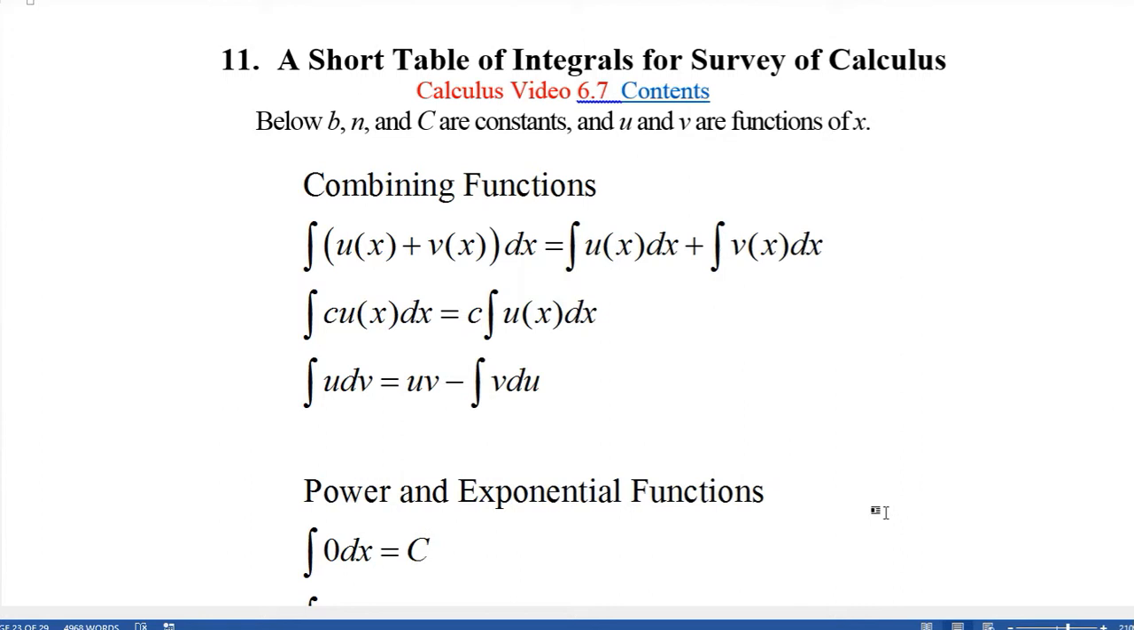Now like I said, in Calculus 1, we'll look at a few more, including some things dealing, say, with some trig functions and so forth. But for Survey of Calculus, this is the full list.